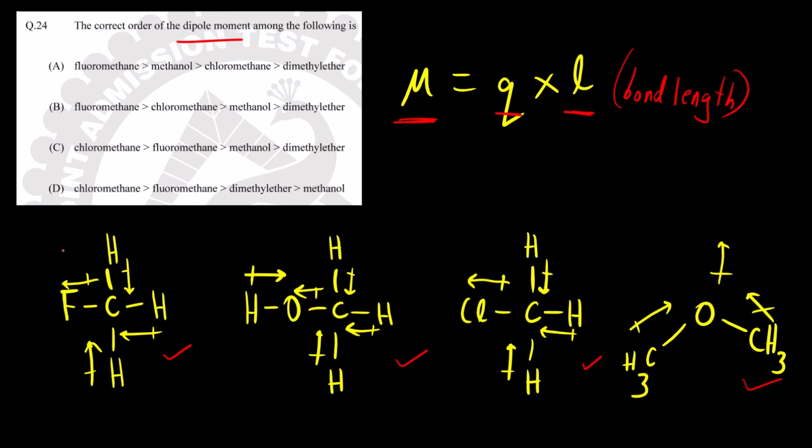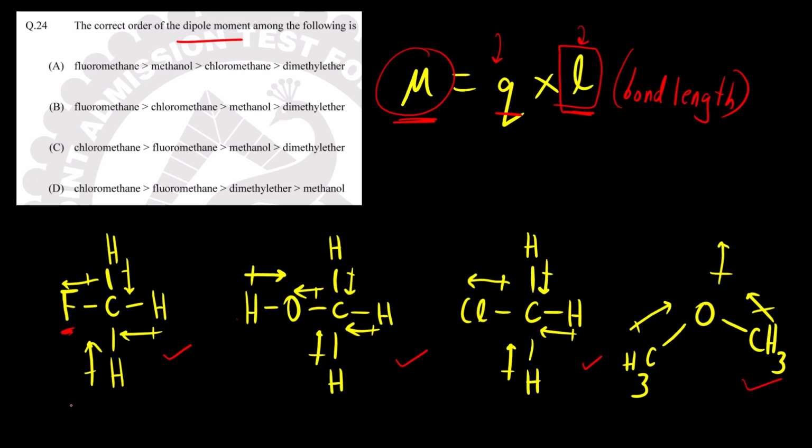Now on first glance, you might think that fluorine is more electronegative and should have a greater dipole moment, right? And if you mark option A or B, that would be incorrect. Why? The electronegativity is the charge part, the charge separation. But the major factor you have to consider here is the bond length. You have to see the bond length as well.